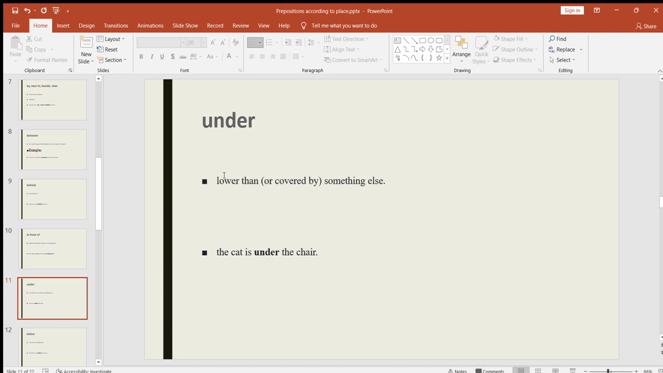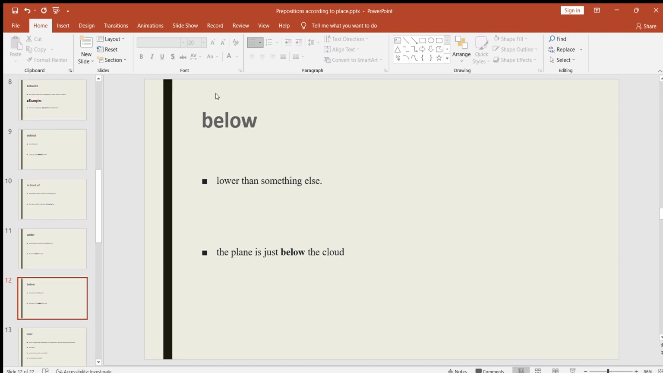Under: lower than or covered by something else. The cat is under the chair. Here, look at this one: lower than something else, or covered by something else, and it's not touching the thing. For example, you see the cat is under the chair. The cat is sitting under the chair and it's not touching the chair.